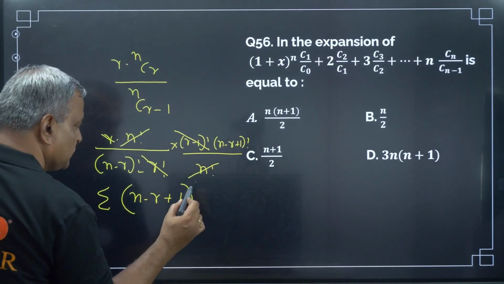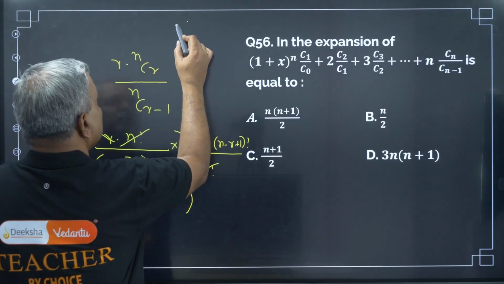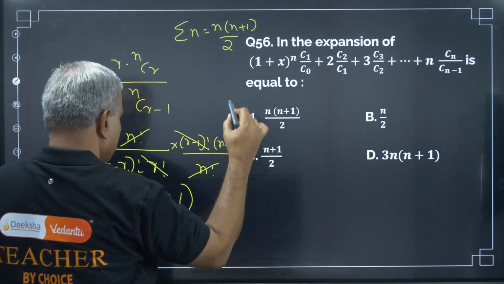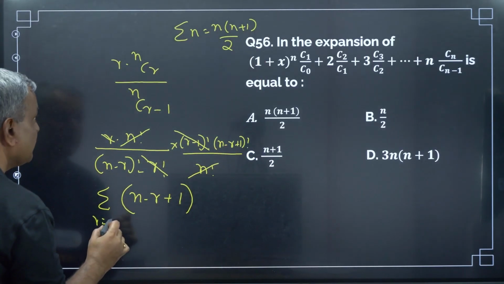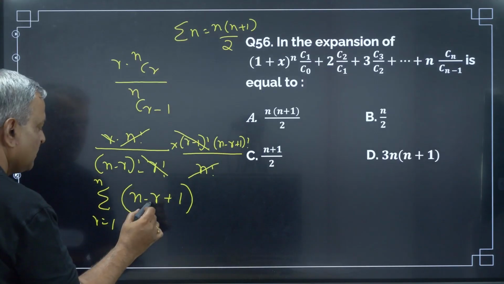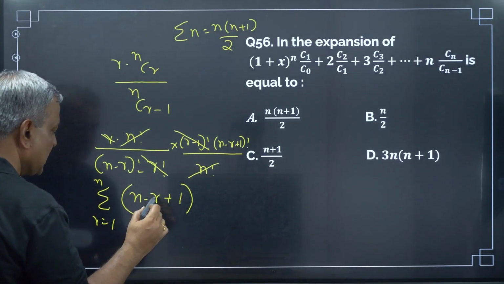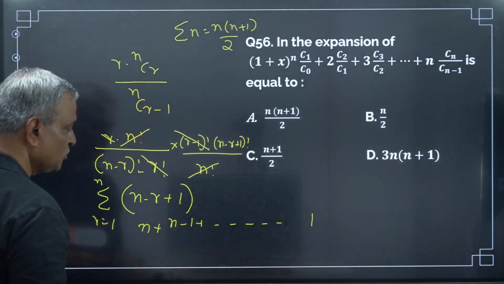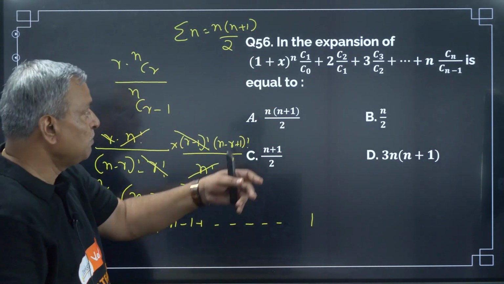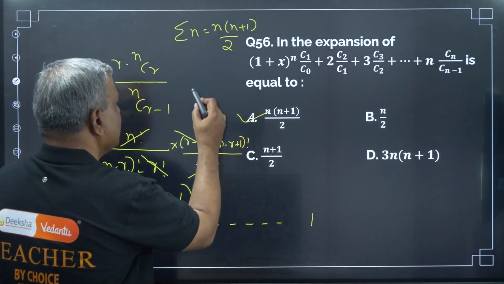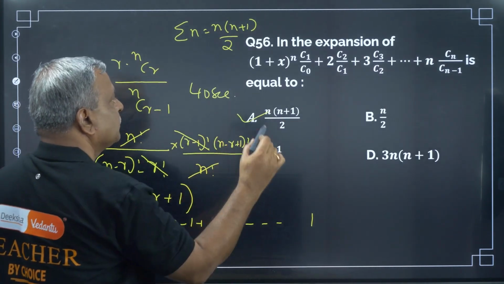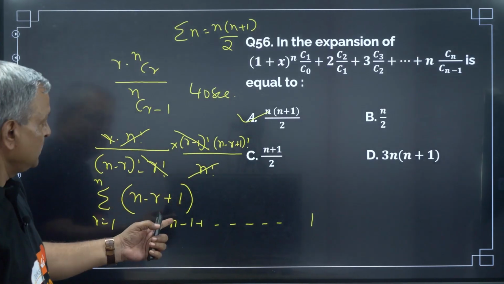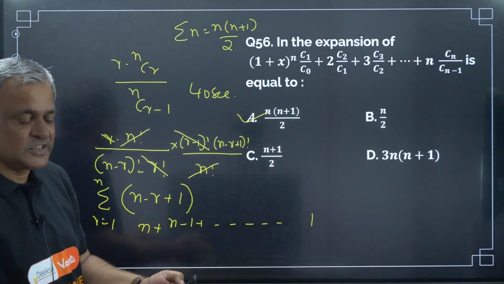Summation of n minus r plus 1 means sum of natural numbers. We know the sum of natural numbers formula is n into n plus 1 by 2. Because you are starting from r is equal to 1 to n. If I put r equal to 1, we get n, if I put r equal to 2, we get n minus 1, and so on to 1. So sum of natural numbers, which is n into n plus 1 by 2, option A. It takes again 40 seconds, at most 1 minute. But if you know the formula, directly n minus r plus 1 takes 10 seconds.